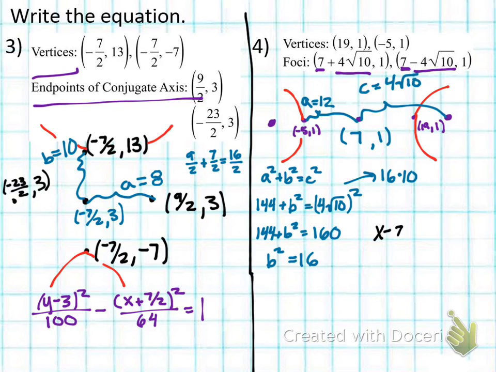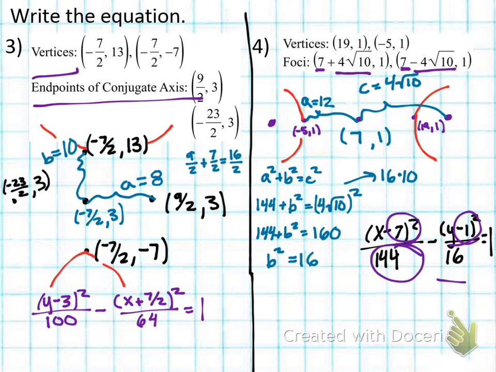So I can write my final equation. This time I have x first because the hyperbola is on the left and right, so I know x is the major axis. Okay, and then my h and k come from the center. Right, this here comes from the center. 144 is a squared and 16 is b squared.